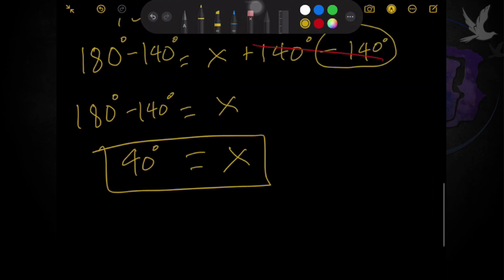Okay? So anyway, that's it. That's how you basically solve for the missing angle using the algebraic approach. Okay?